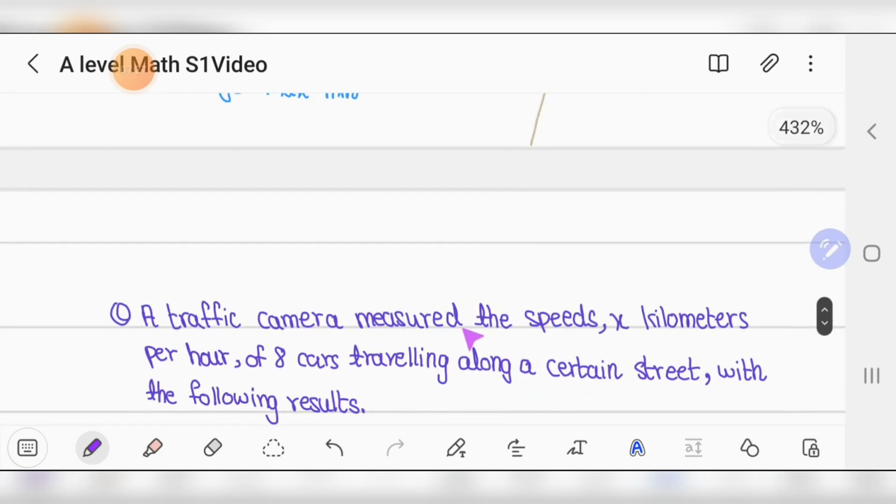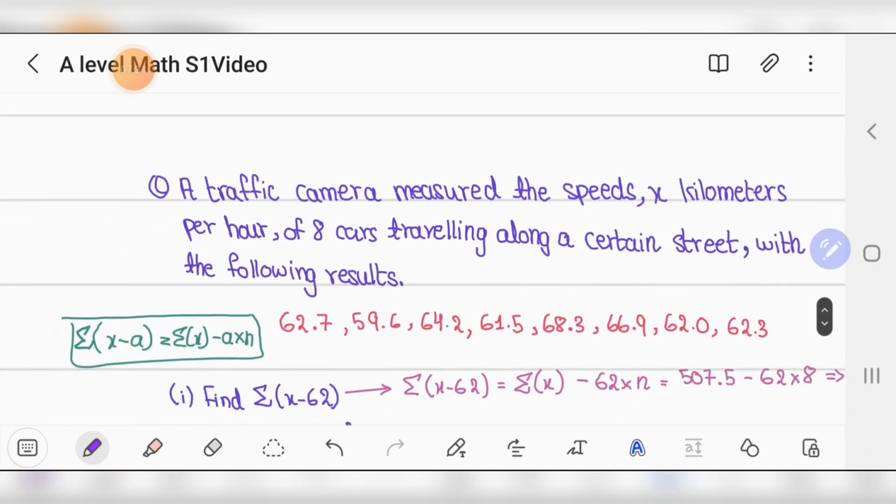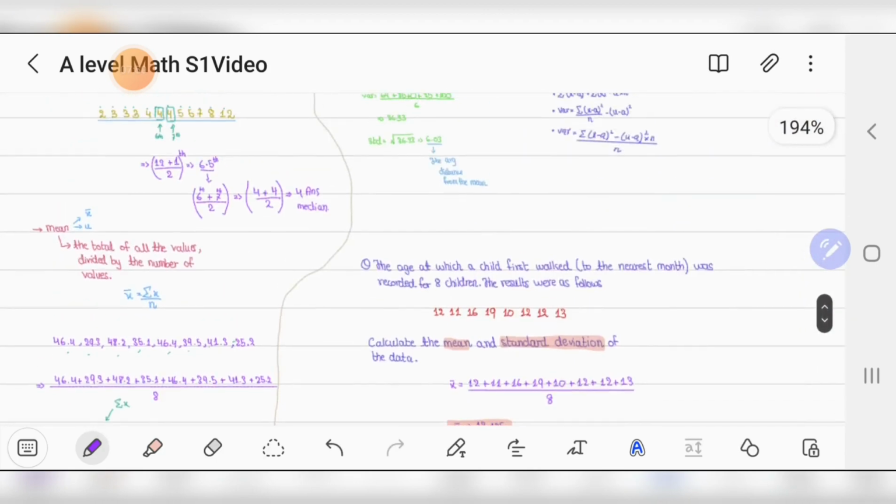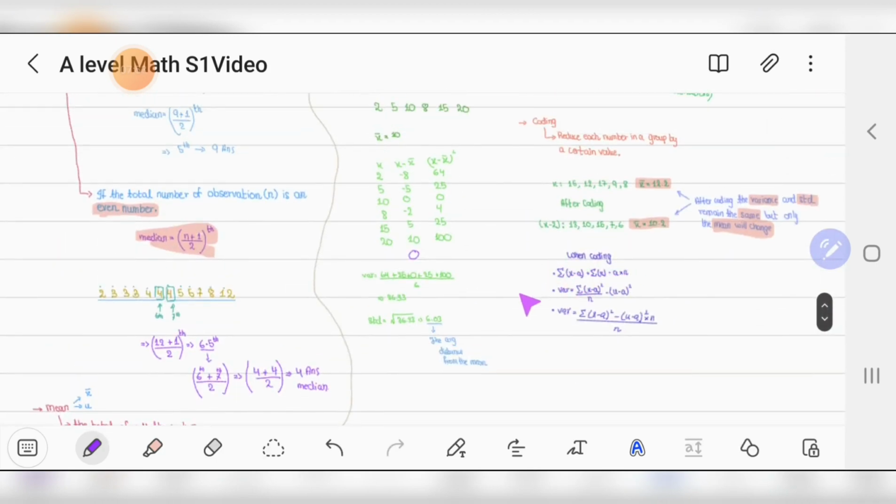A traffic camera measured the speed x km/h of 8 cars traveling along a certain street with the following results. So we have this result, and this is a question of coding. It's saying that we add all of them but subtract 62 from each. So we're going to use this formula, the sum of (x minus a). This is the same formula which I've just showed you.